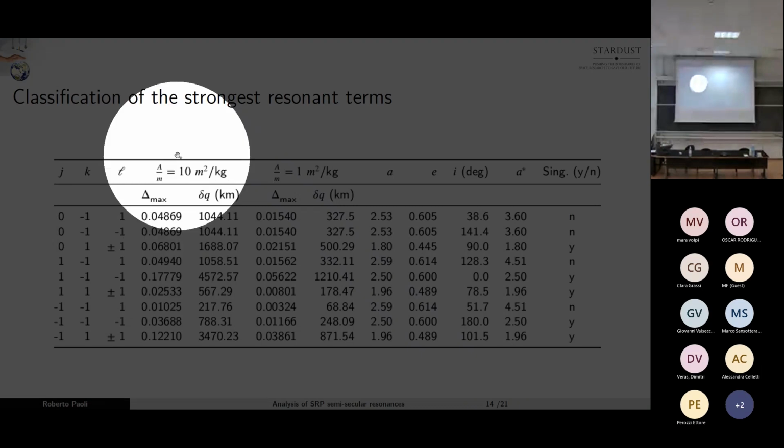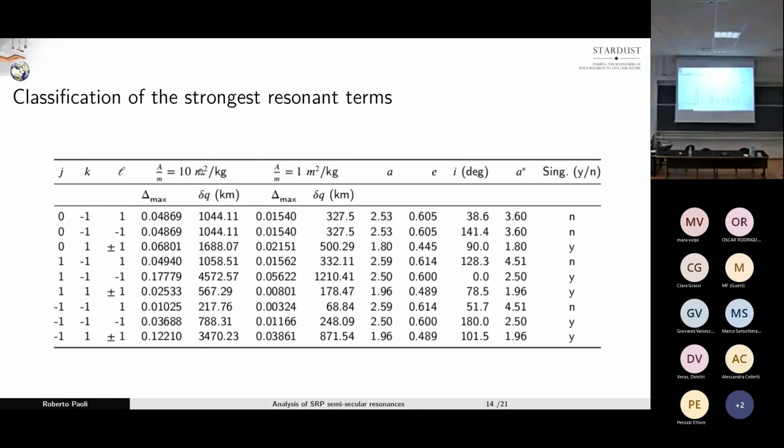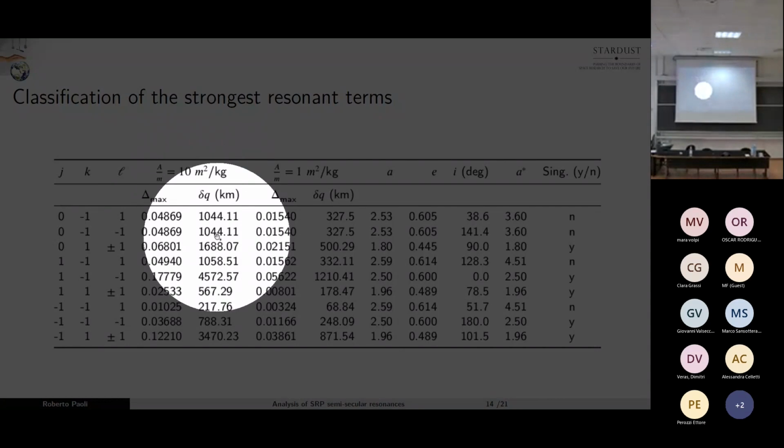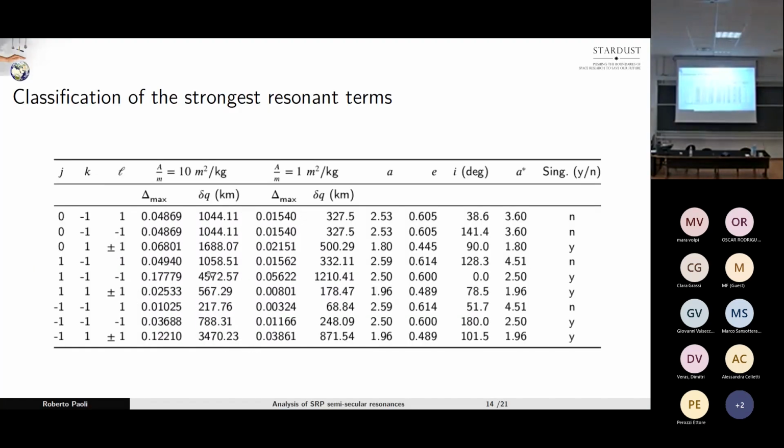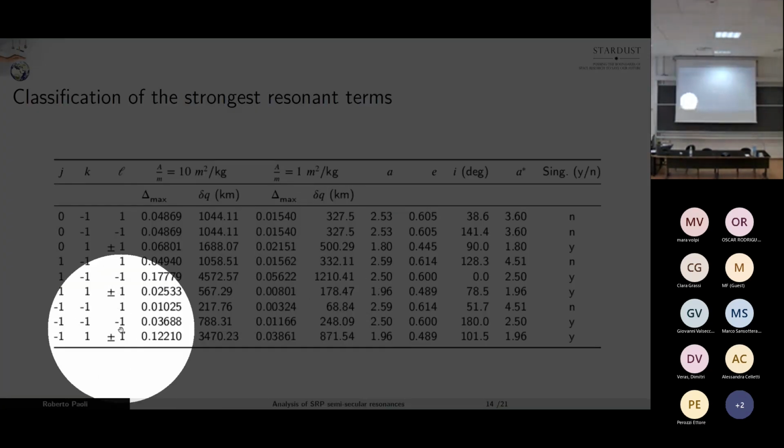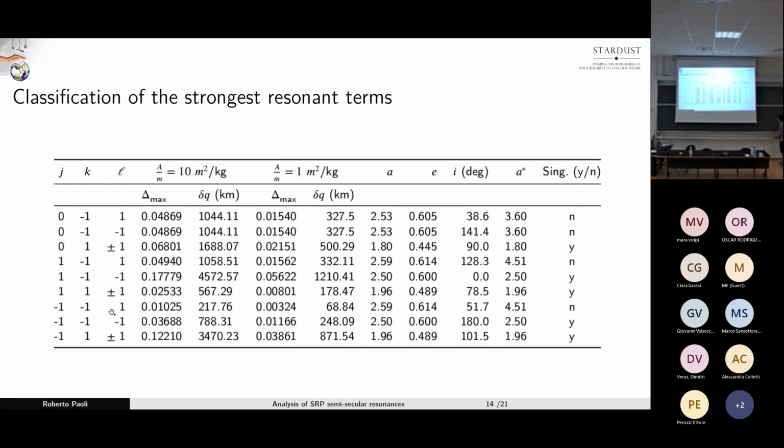We can see that if we have an area-to-mass ratio equal to 10 meters square per kilogram, the variation in perigee might be as big as 4,000 kilometers, which is pretty remarkable in my opinion. And the second biggest is the minus 1, 1, so basically this resonant angle. Well, for a value of the area-to-mass ratio equal to 10 meters square per kilogram, we obtain a variation in perigee of up to almost 3,500 kilometers.